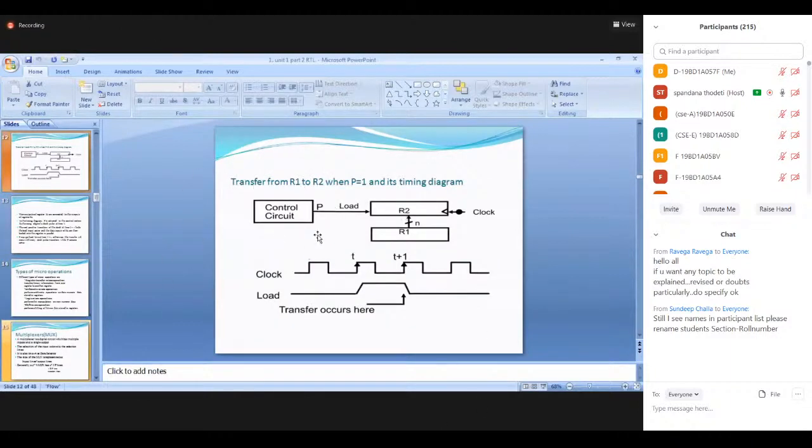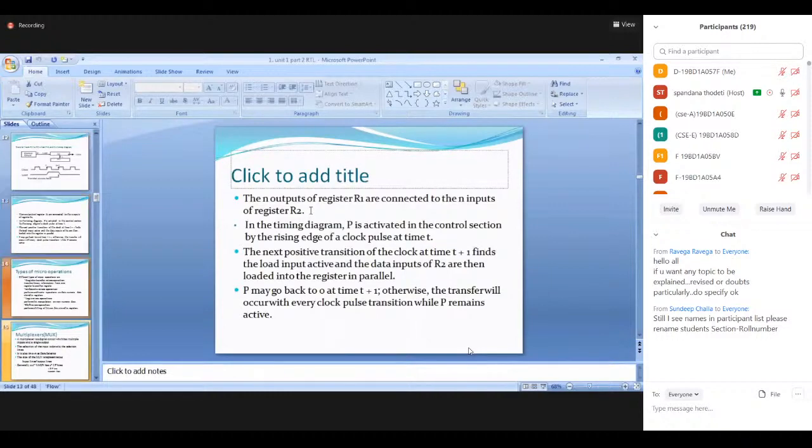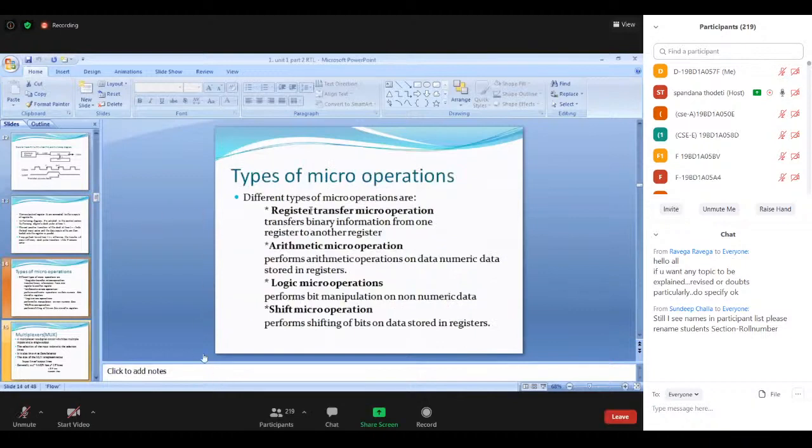Next, here you have a control circuit. When this register transfer occurs, it occurs based on the value of P. This P is known as a control variable, which is given by the control unit. Whenever the value of P is equal to 1, only then does the transfer of data occur. The transfer of data from one register to another is possible only if the control variable value is equal to 1, right?